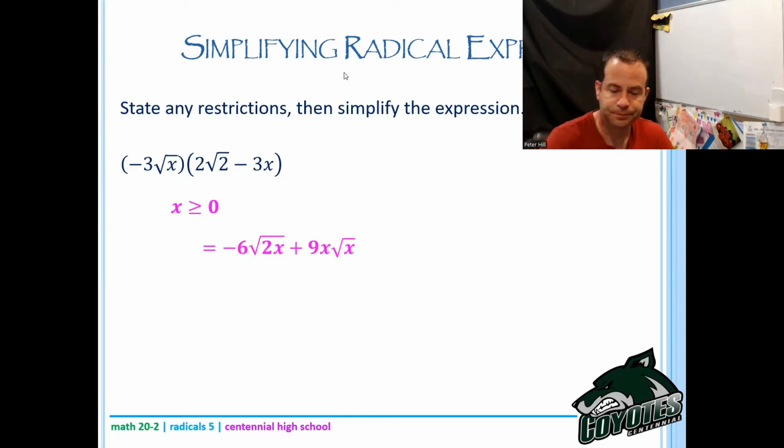Again, just for clarification, how did I do that? I went negative 3 times 2 gives me that negative 6 right here. And then x times 2x gives me 2x. Then negative 3 times negative 3x gives me the positive 9x times, it's like root x times root 1 if you want to think of that, right? There is no radicand there, but root x times root 1 would still give me root x, okay?